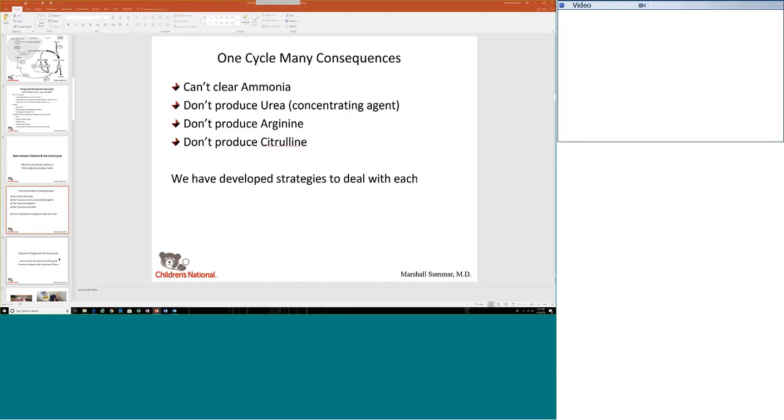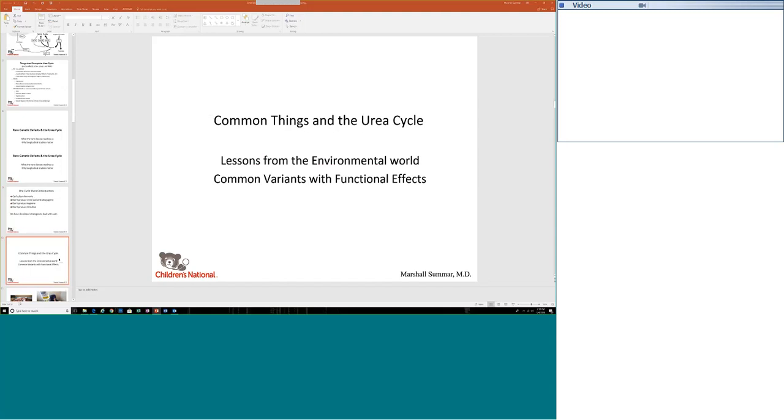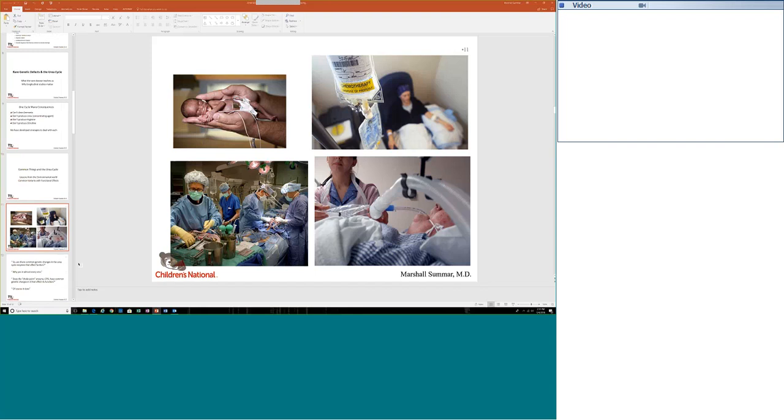So, common things in the urea cycle. What lessons can we learn from the environmental world? Common variants with functional effects. First, let's talk about what are the environments we've been looking at over the years. We're going to focus on cardiopulmonary bypass today, but a number, extreme prematurity. Most of your nitrogen metabolism systems are not up to speed then, so very little babies don't make a lot of citrulline and arginine, and that can be a real issue for them.